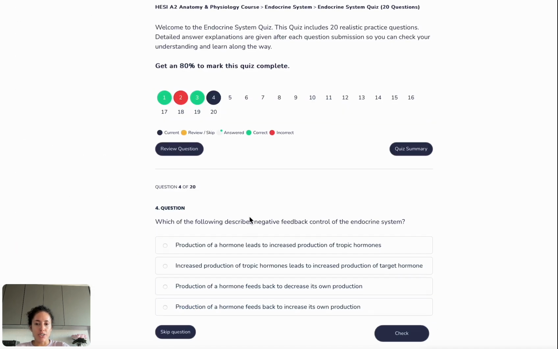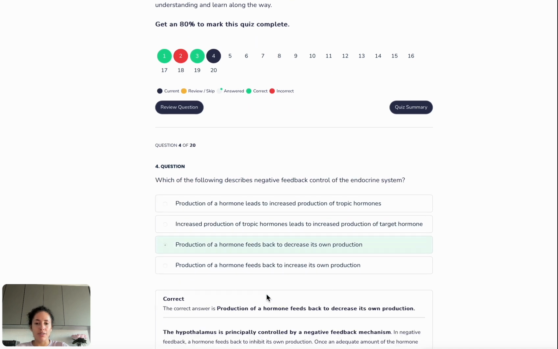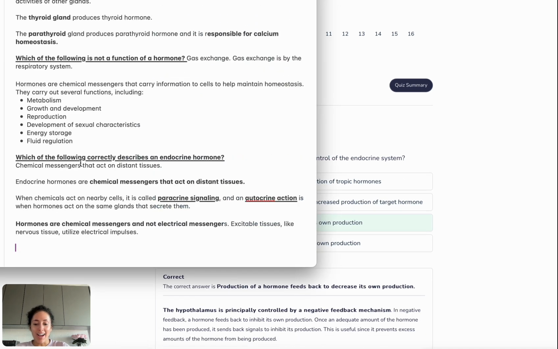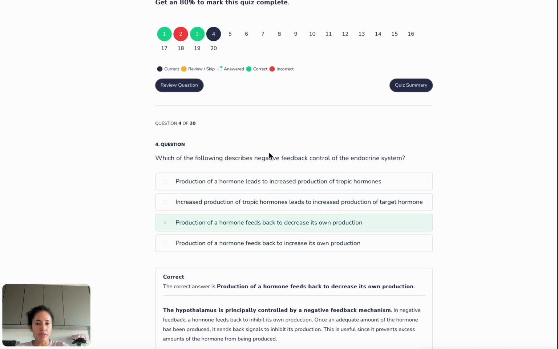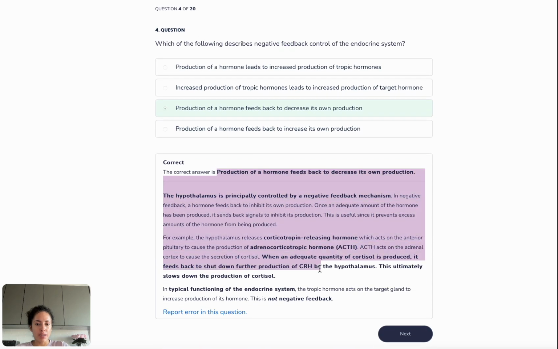All right, next question. Which of the following describes negative feedback control of the endocrine system? Again, just pick a random one. I'm on a roll, guys. All right, I just guessed, but okay.